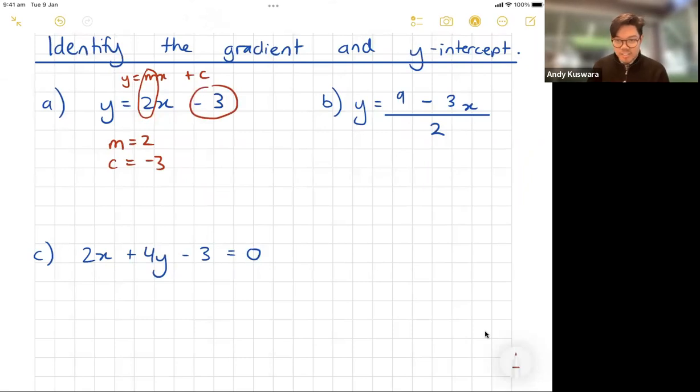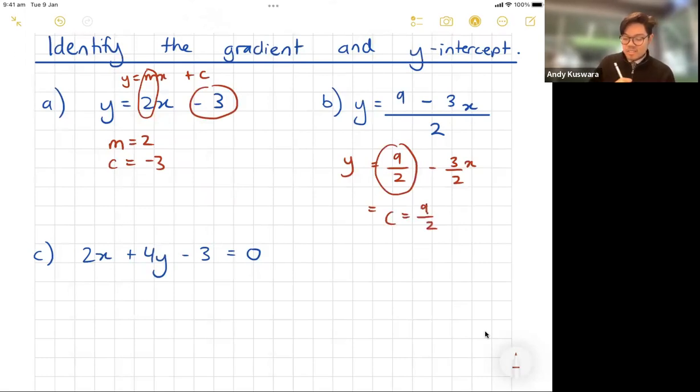Now what if we change it up and make it a little bit more spicy? Here you've got a fraction. Just remember, a fraction can be broken up and separated. So I can write it like this. This one here is on its own, so that's actually the c. And then the gradient is the thing attached to the x, which is -3 on 2.